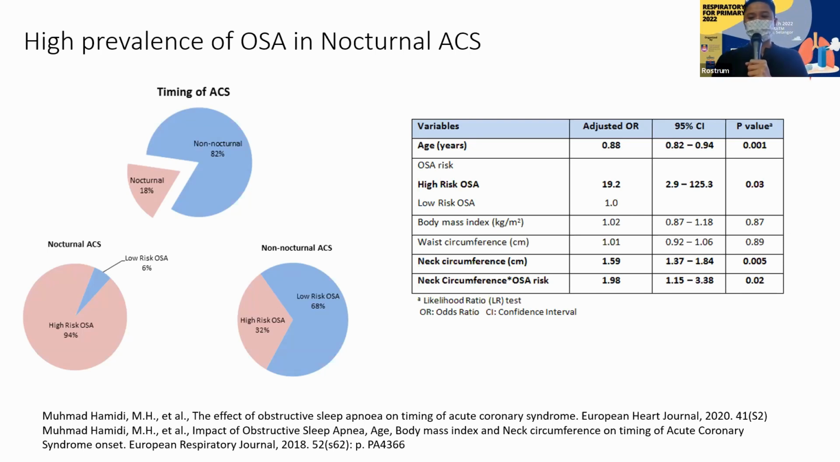Nocturnal ACS is defined as acute coronary syndrome that occurred during sleep at night, which awakens the patient. From our study, about 94% of patients suffered from nocturnal ACS have OSA. From our study as well, the predictors of nocturnal ACS are OSA, age, and neck circumference.